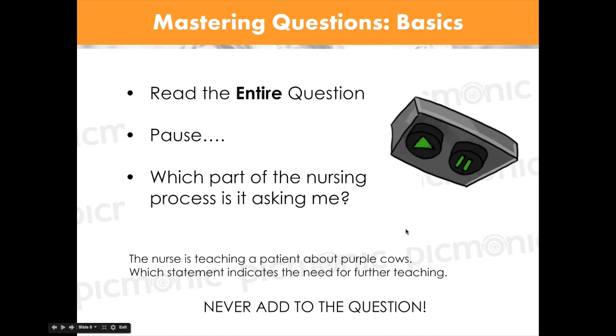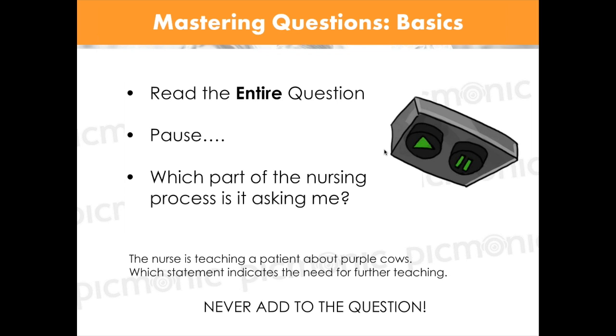One of the things that's a part of the basic fundamental question answering is making sure you read the entire question. Every time I say this, someone rolls their eyes and says, "Oh, it's fine," whatever. That's the most basic stuff, and then they don't do it. I see them actually answer questions and they don't. So here's a good exercise to always do: read the entire question, pause, and then say, what is this question asking me, or what part of the nursing process is this question asking me?